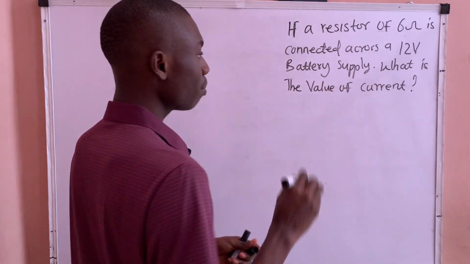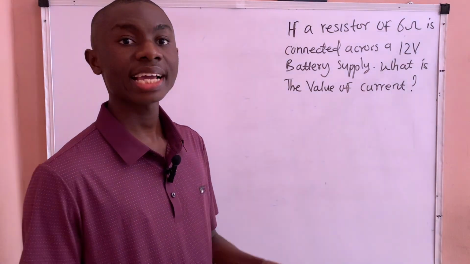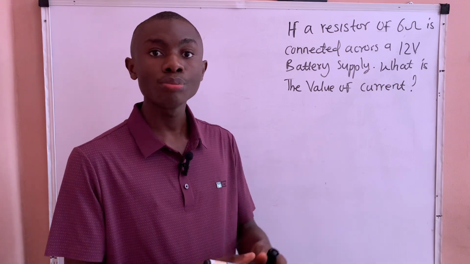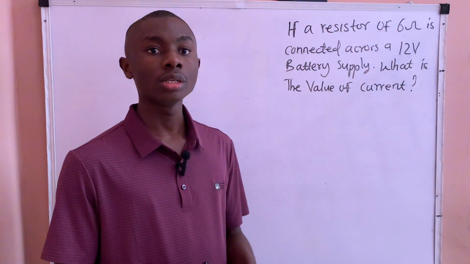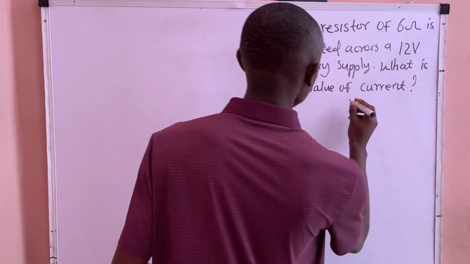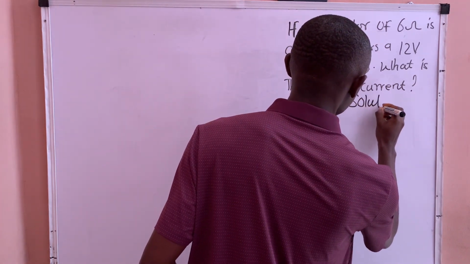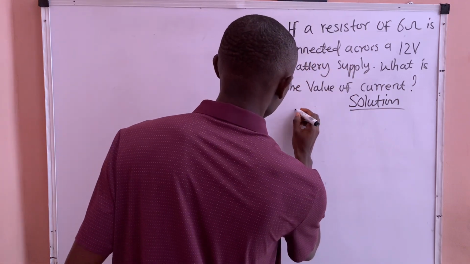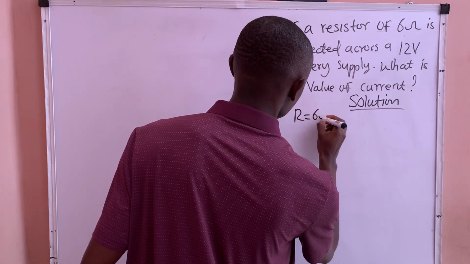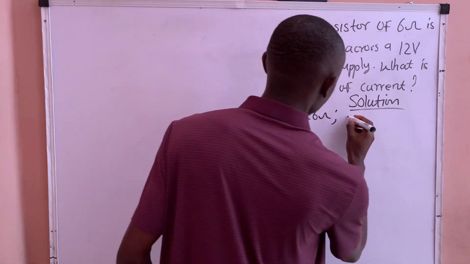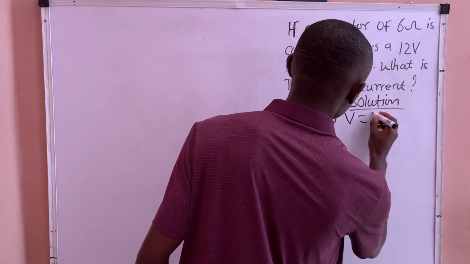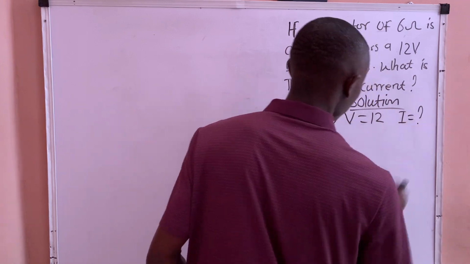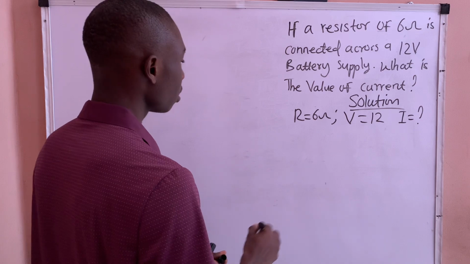Current. Remember, when solving physics or analyzing a circuit theory question, first of all, you must bring out what is given, which is the known variable. So our known variables, what we are given from our question: R is equal to 6 ohms, and our supply voltage is equal to 12 volts. And we are told to find I, which we don't know, our unknown variable. So that is what we are going to find.